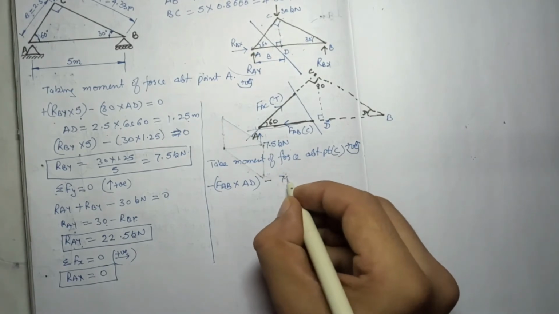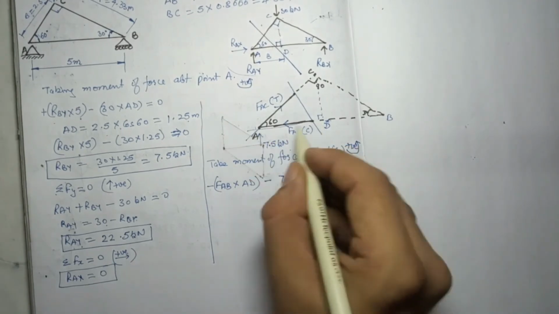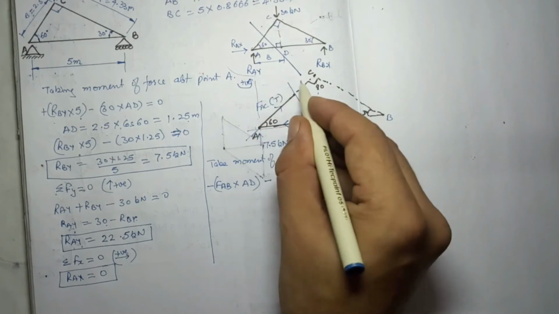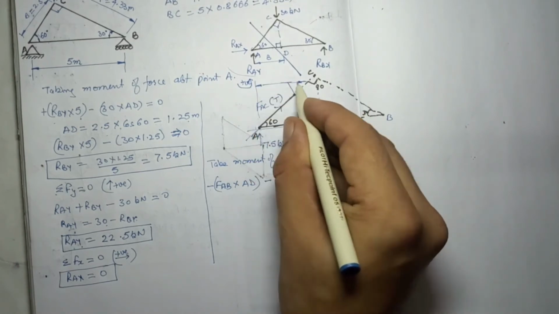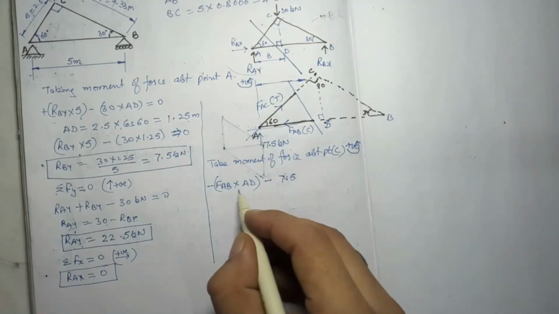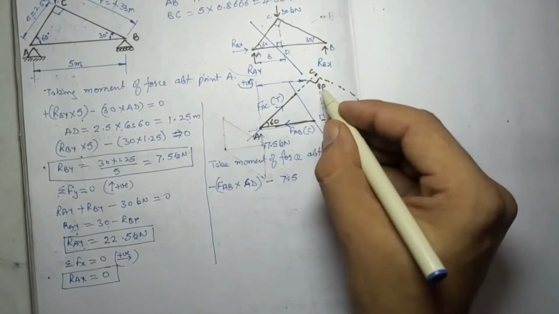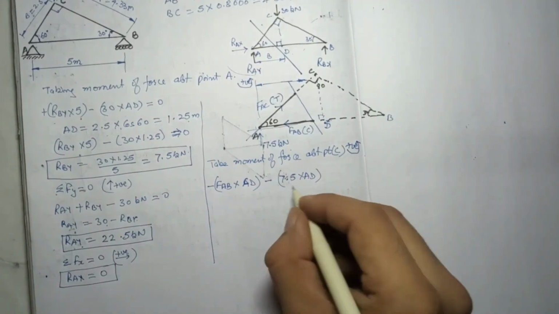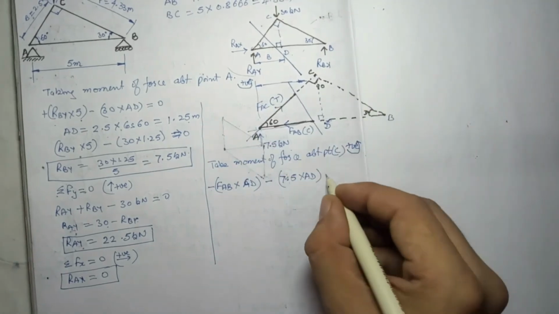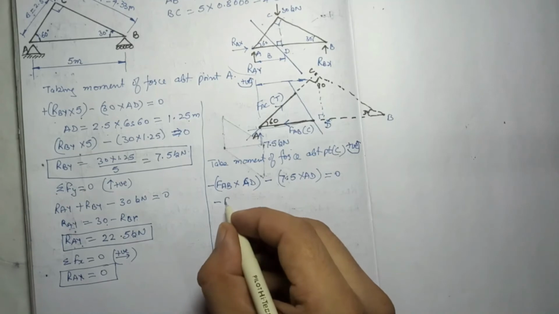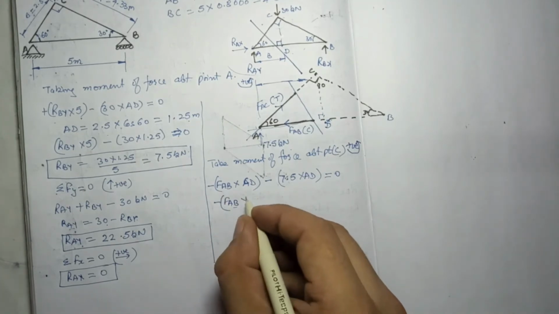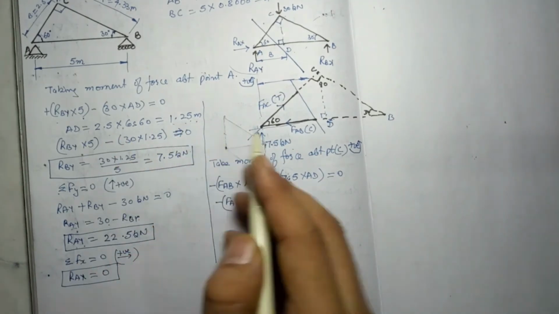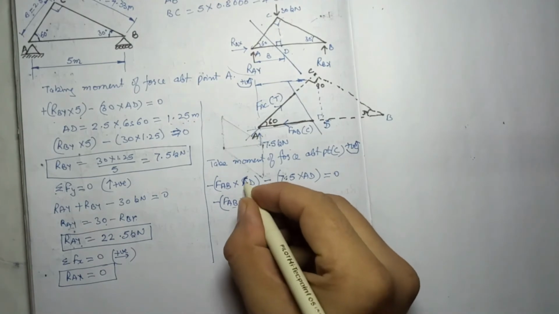minus 7.5, this force, into this perpendicular distance. If you get this value, then we can find out this. So this was FAB into CD, not AD, this is CD, this perpendicular distance, and 7.5 into AD, minus, because it is going clockwise, that is equal to 0. Now minus FAB, we have to find out this force. Now AD, we have calculated the value of AD, here it is coming 1.25, FAB into CD, so this was CD.